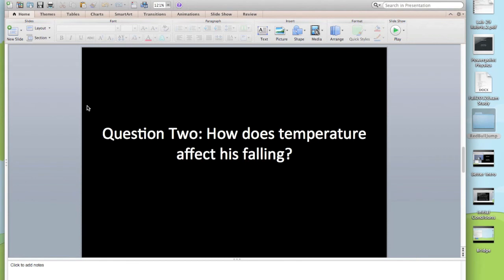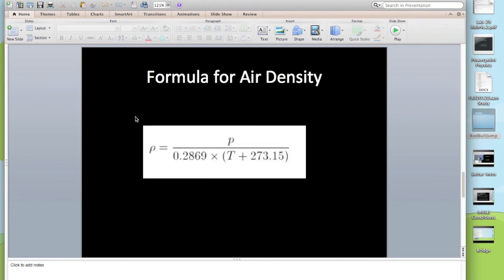The second question I'll answer deals with how temperature affects Felix's falling. Well, it should be noted that temperature directly affects air density. In the equation for solving for air density, which is rho in this case, temperature is in the denominator, so as temperature increases, the air density actually decreases. This means that he should actually accelerate more quickly in a warmer environment.